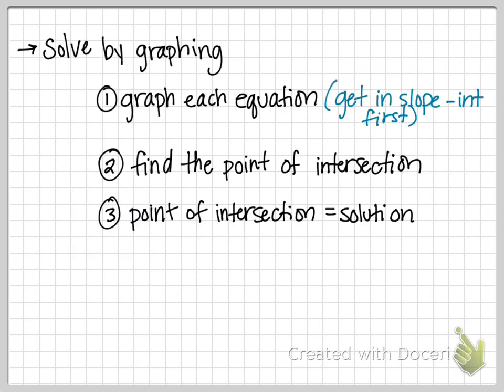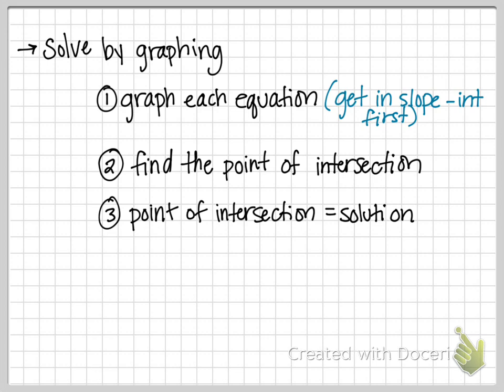All right, so then the second part of this is solving using a graph. So to solve a system using a graph, in order to solve by graphing, you are going to graph each equation, and you're going to want to get it into slope-intercept to be able to easily graph this by choosing x values and solving for y. Then you find the point of intersection, so where the lines cross, that point where they intersect.